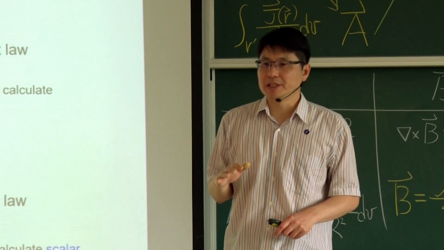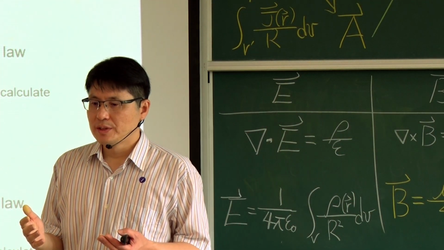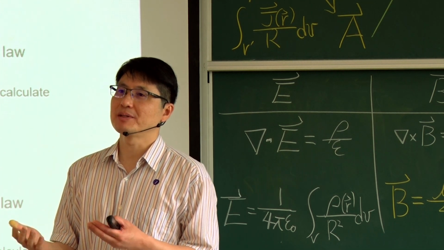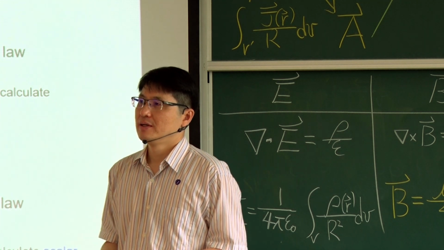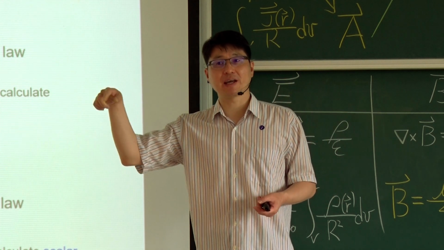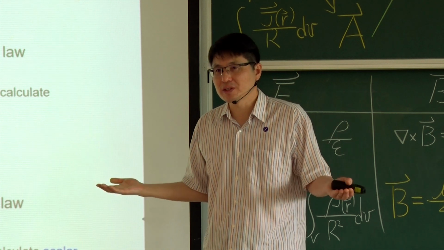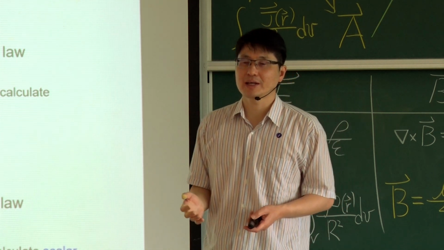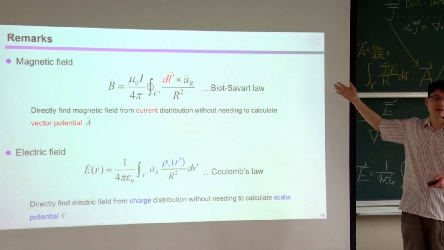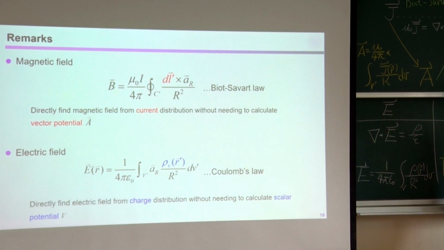In my personal opinion, the ability to calculate A or not is really up to you. A is really not that well defined. As we mentioned, the divergence of A can be chosen arbitrarily. So the meaning of A is really vague. It's there mathematically because we want to be able to solve for B directly from current. So let's stop here.